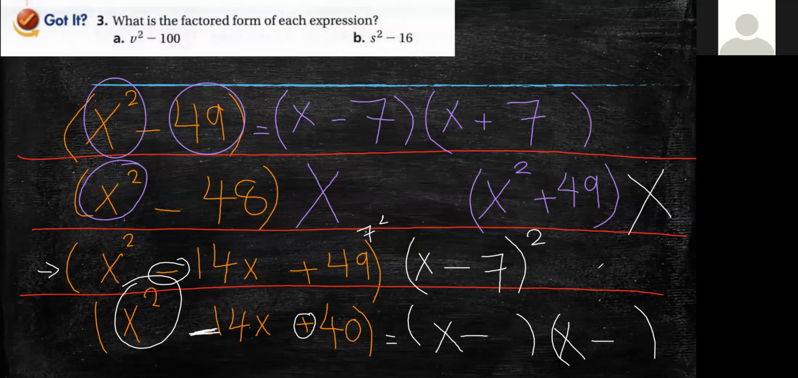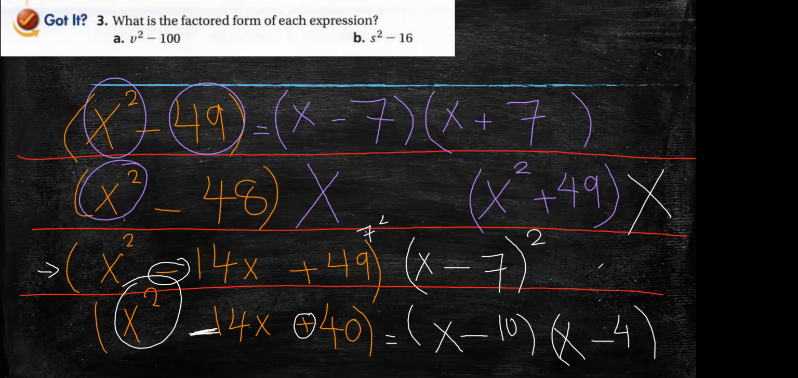10 and 4. Because 4 times 10 is 40, and you want them to add to 14. So if you factorize now this one, the answer is x minus 10 times x minus 4. It can be factored, but not the same.